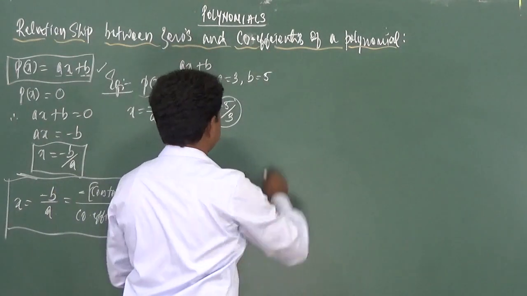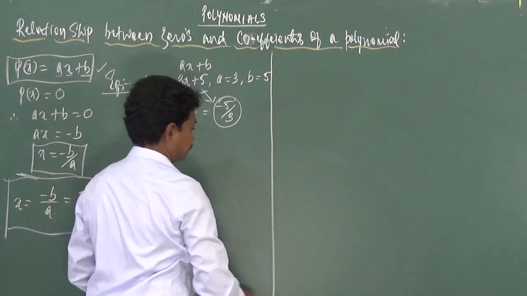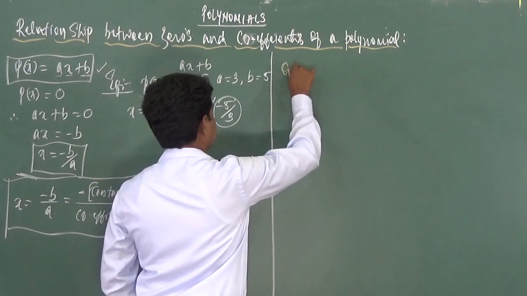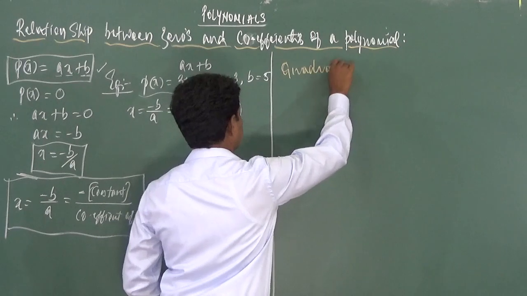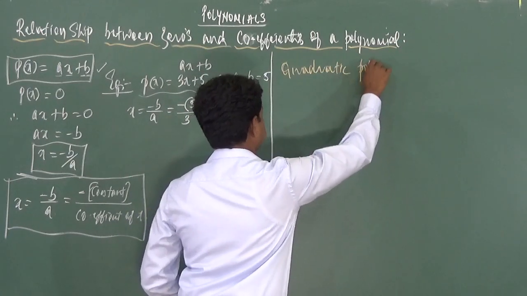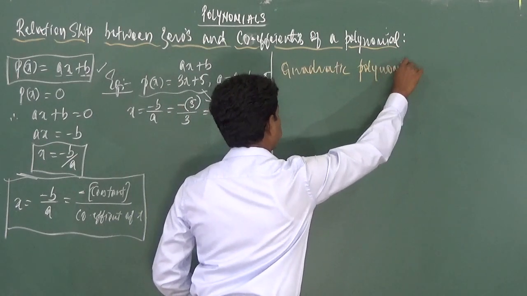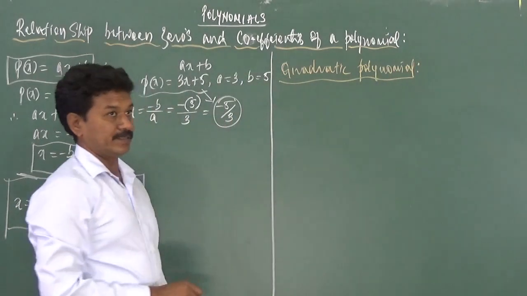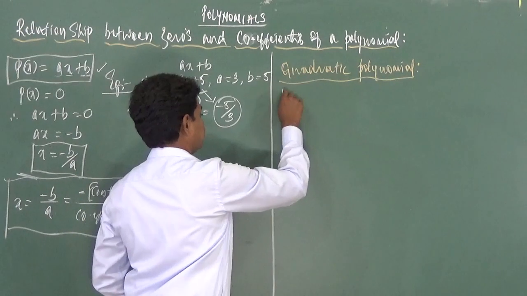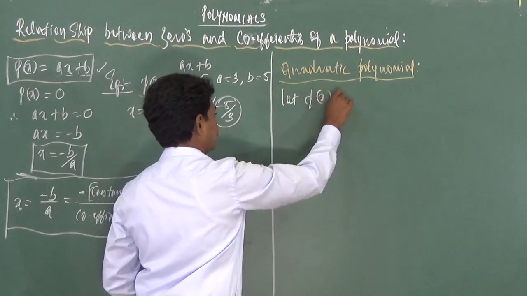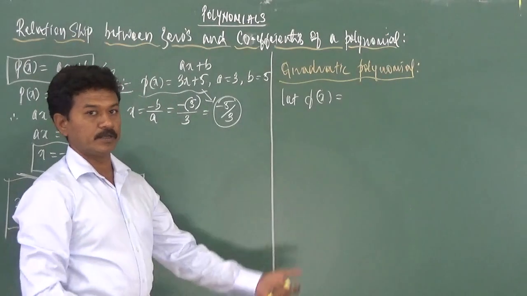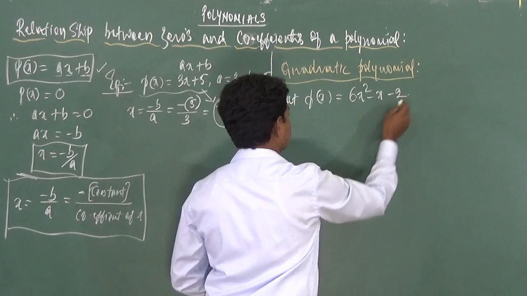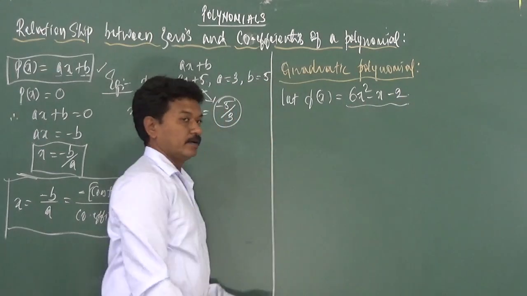This is a very important one. We will take a quadratic polynomial. Right. So let us go with the example. Let f of x is equal to, you can take any polynomial you want, so I will take 6x square minus x minus 2. So this is the quadratic polynomial I have taken.